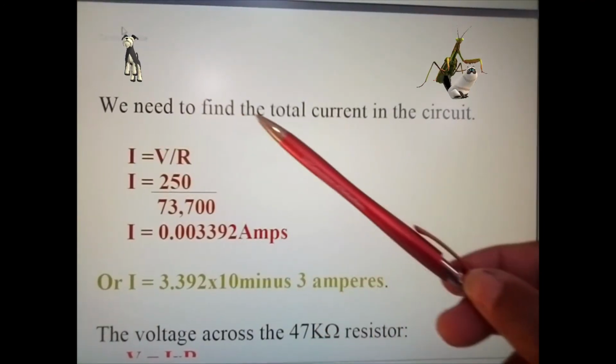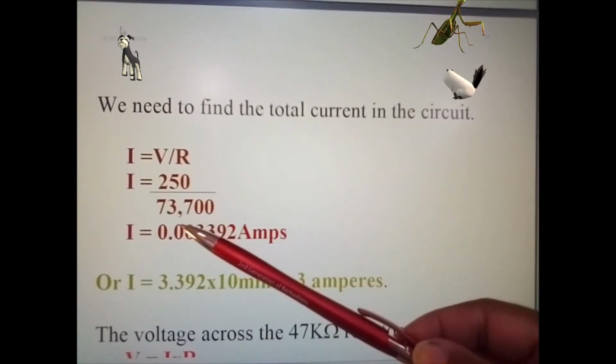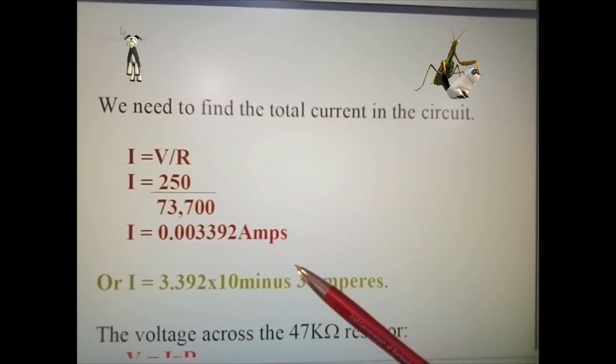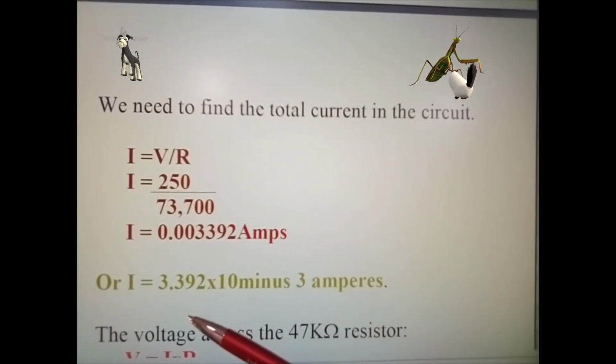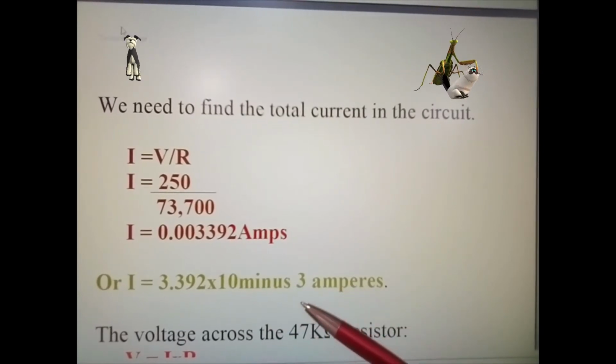We need to find the total current in the circuit. I equals V over R, I equals 250 over 73,700, which equals 3.392 times 10 to the minus 3 amperes, okay?